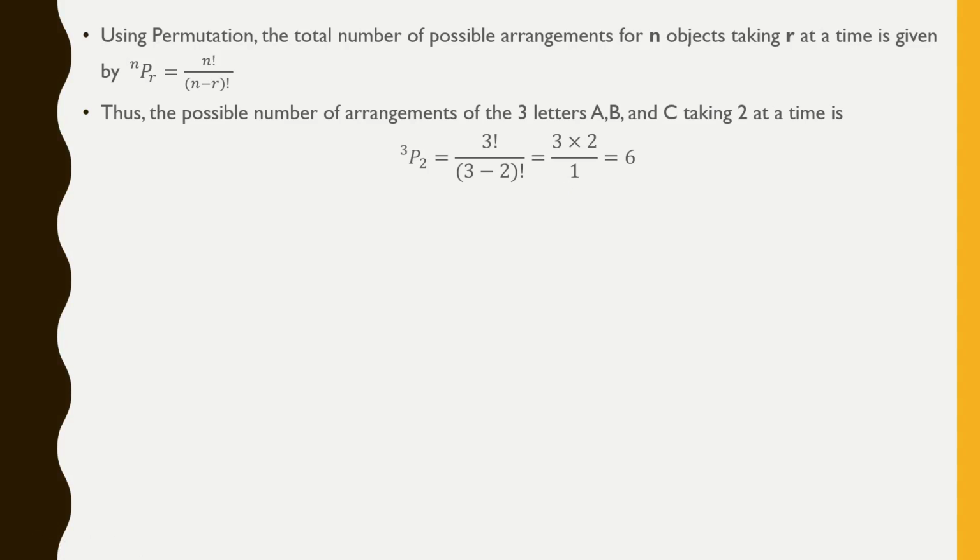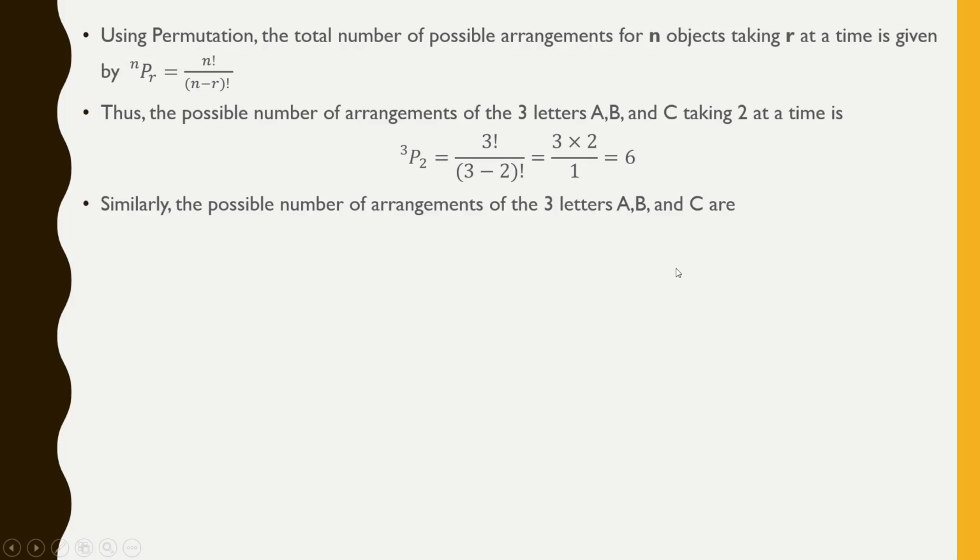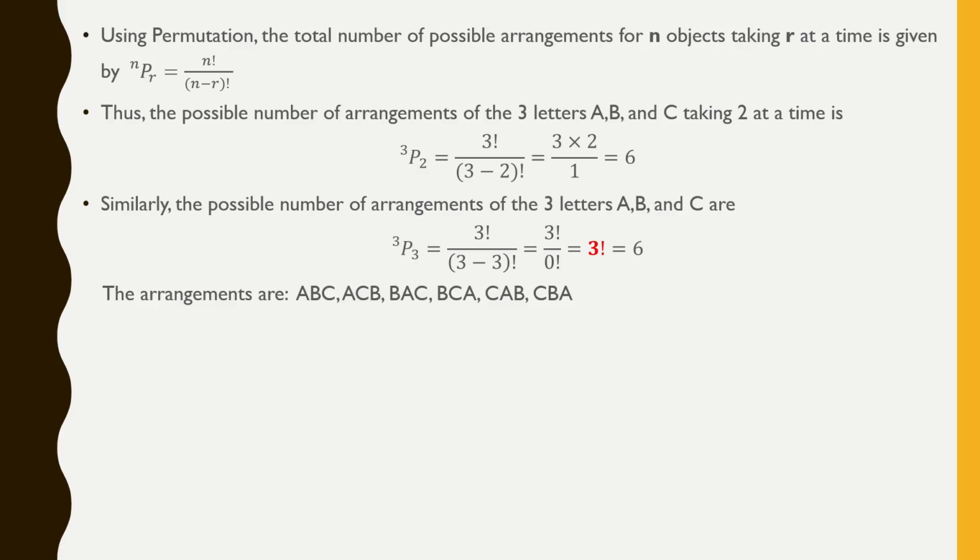Similarly, if we take these letters A, B and C all at a time, then the total number of possible arrangements will be 3P3, which is equal to 3 factorial. All the possible arrangements are listed here: ABC, ACB, BAC, BCA, CAB and CBA. So in general, if there are n objects to be arranged taking all at a time, then the total number of possible arrangements of n objects is given by n factorial.